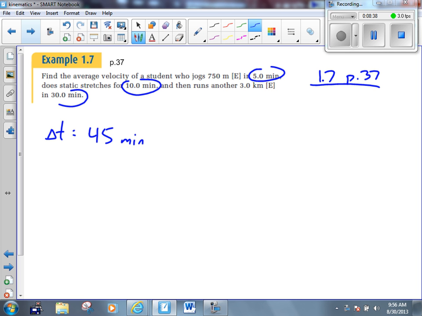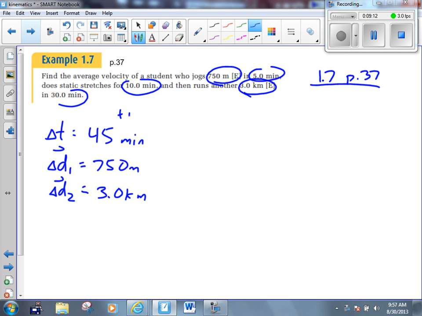What about these 750 and this 3 kilometers thing here? Are those positions or are those displacements? Are those where the student is or how far the student's gone? How far the student's gone. Those are displacements. So we're not going to call those d_i and d_f. We're going to call those delta d1 and delta d2. Delta d1 is 750 meters. Delta d2 is 3.0 kilometers. We'll define east as positive, and then we don't have to write in the letter every time.